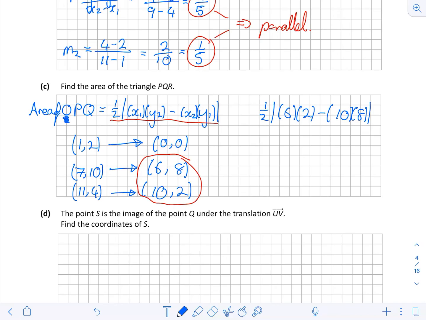So it's 1 over 2 and then modulus or absolute value symbol. So I'm using a new calculator here, so I don't know where it is. Let's just try and find it. ABS. God, this is embarrassing. ABS, where is ABS?